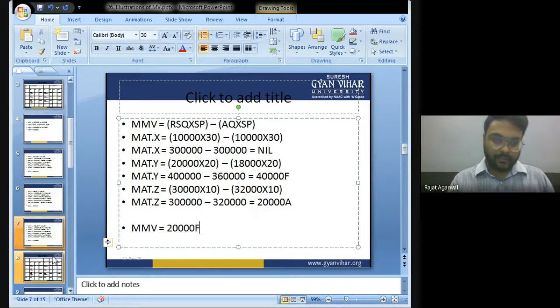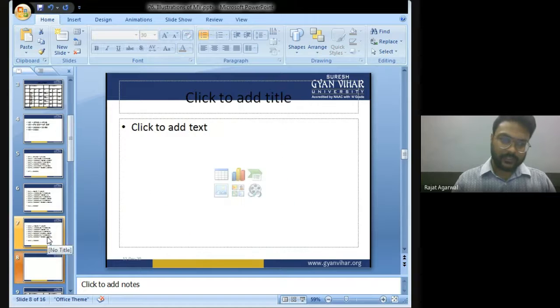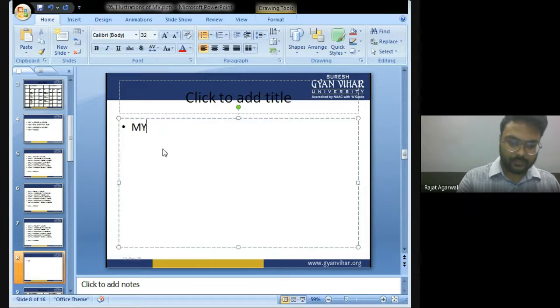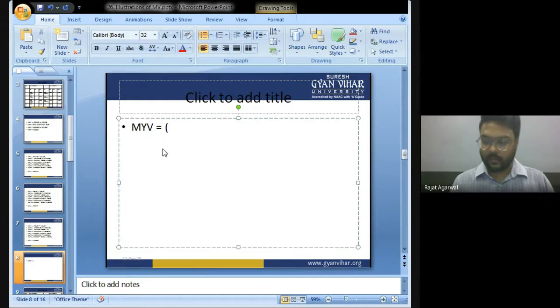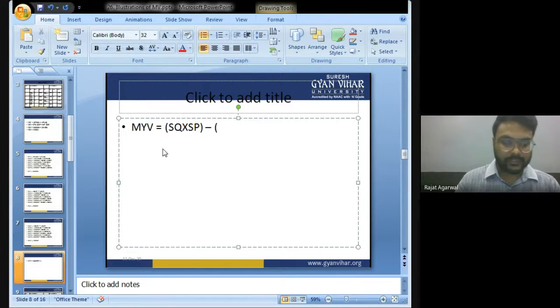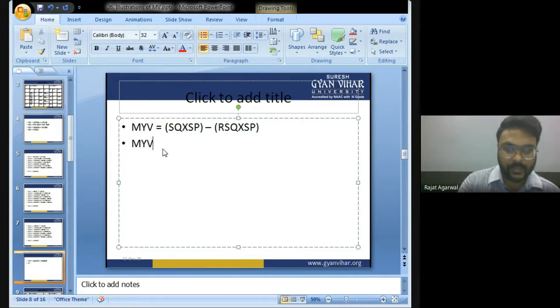Now lastly we are going to calculate material yield variance. What is the formula? I told you the formula of material yield variance. That is standard quantity into standard price minus revised standard quantity into standard price.